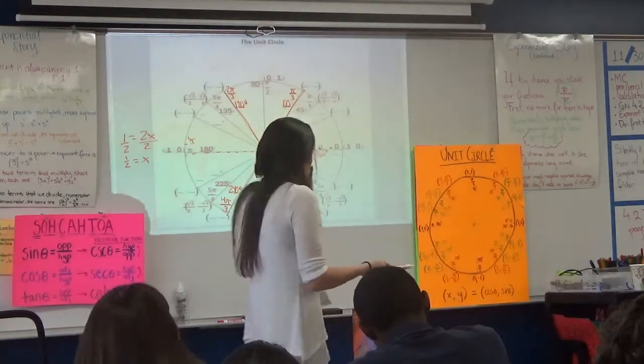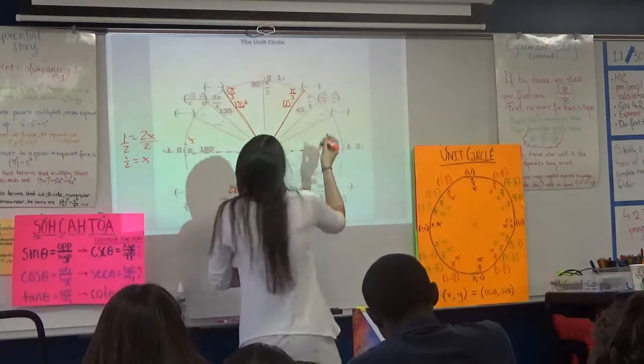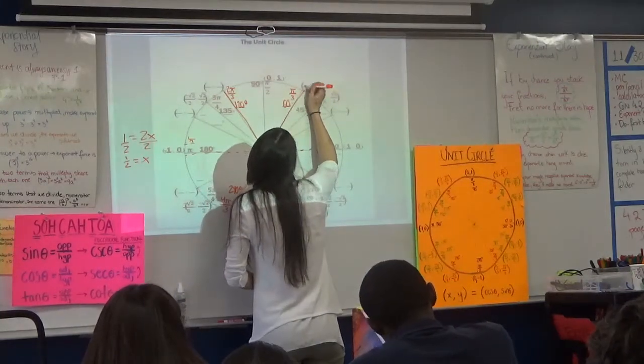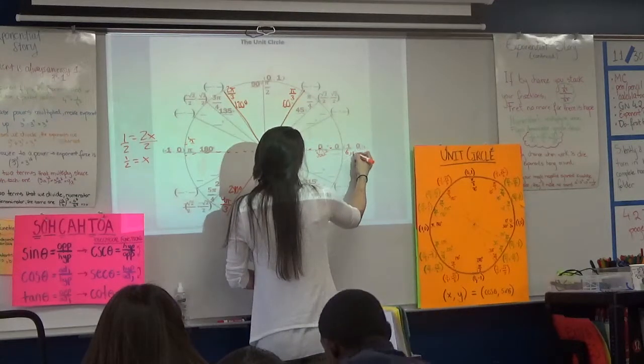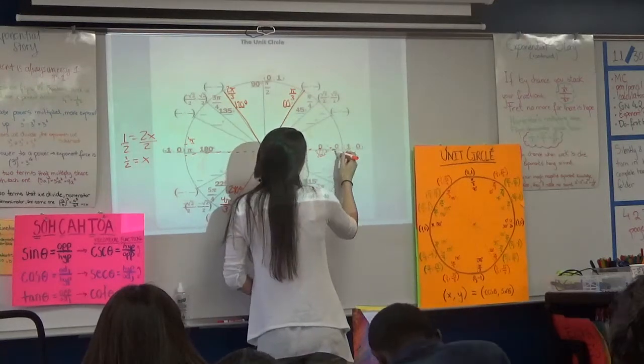Okay? Last up are points. You forgot 360. 6 pi over 3, which simplifies to? 2 pi.